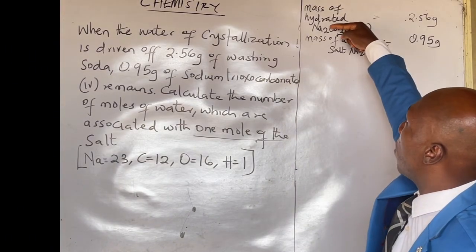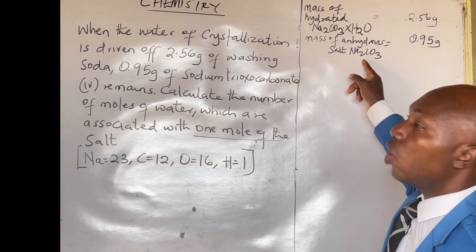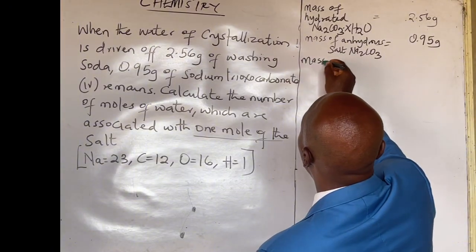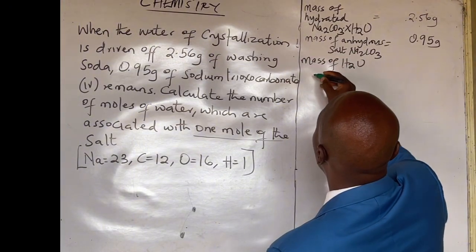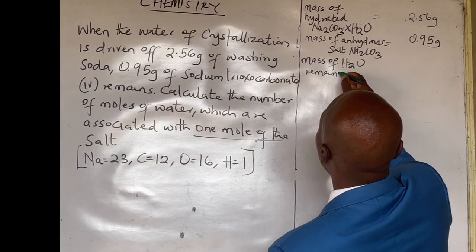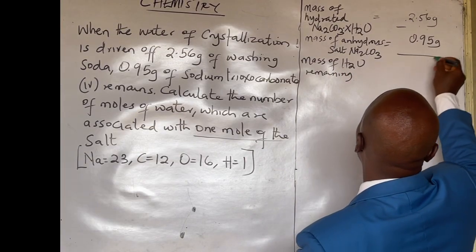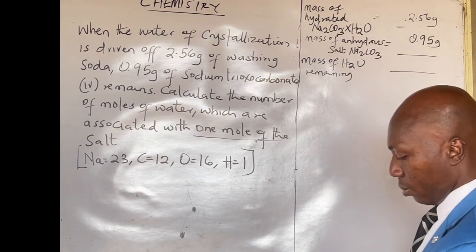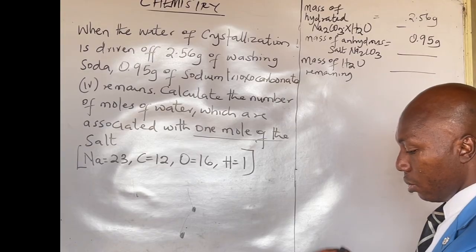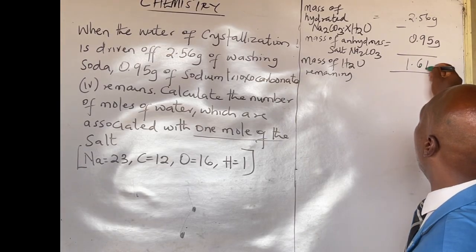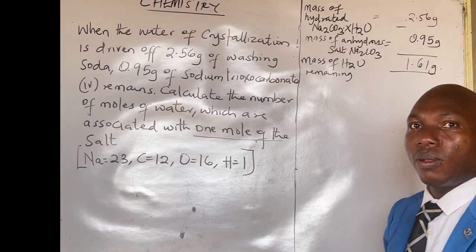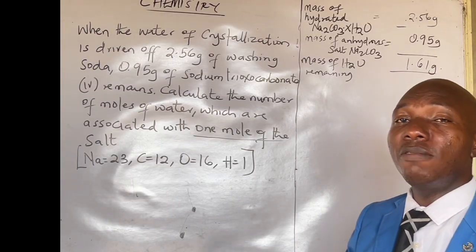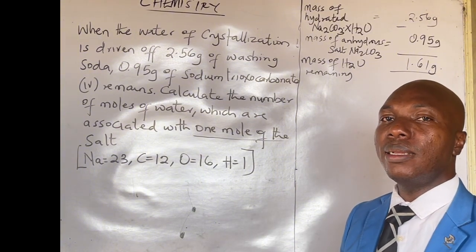So we can actually calculate the remaining side. We have sodium carbonate and water, and we have sodium carbonate. So we can calculate the mass of water remaining. We subtract: 2.56 minus 0.95. That will give you 1.61 grams of water.